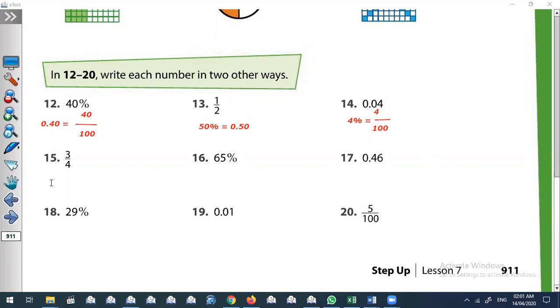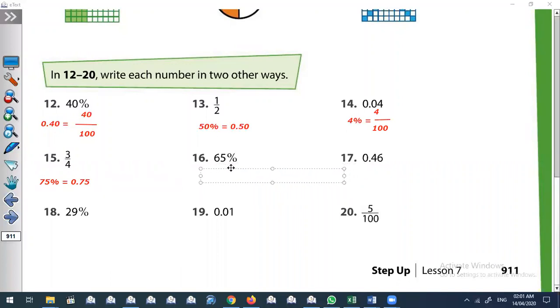The next one, 3/4. Who can tell me? I told you before, 3/4 is like 75%. 75%, 3/4. Half is 50%, 3/4 is 75%, quarter is 25%. Now change it into decimal, 0.75.